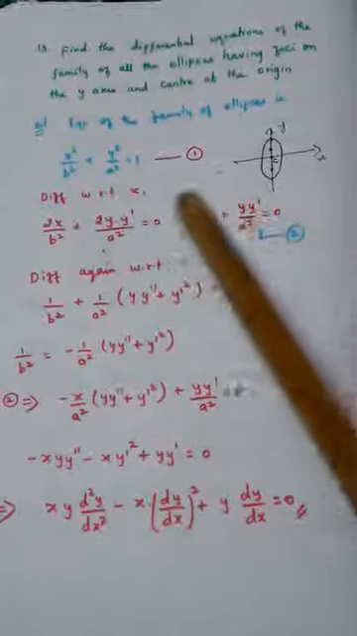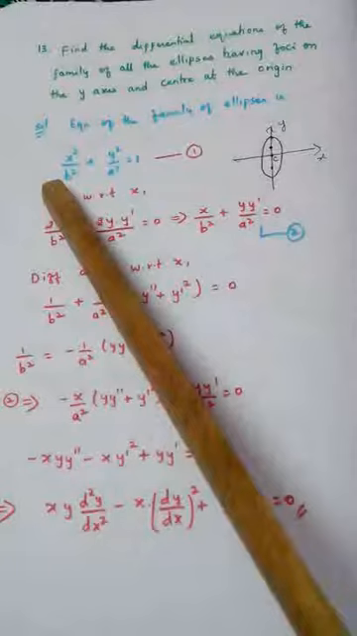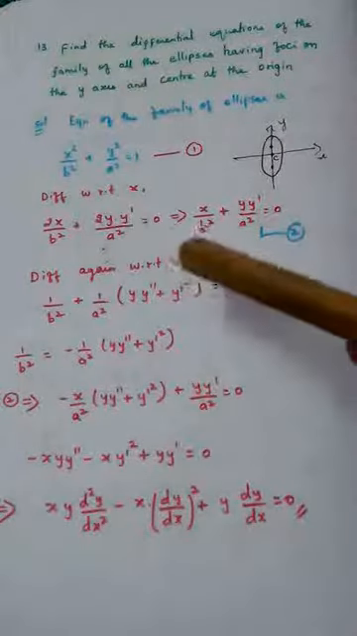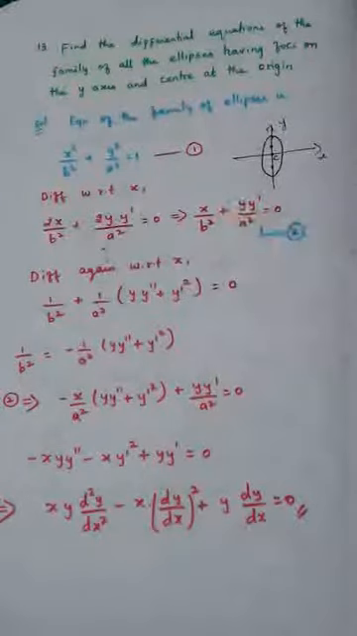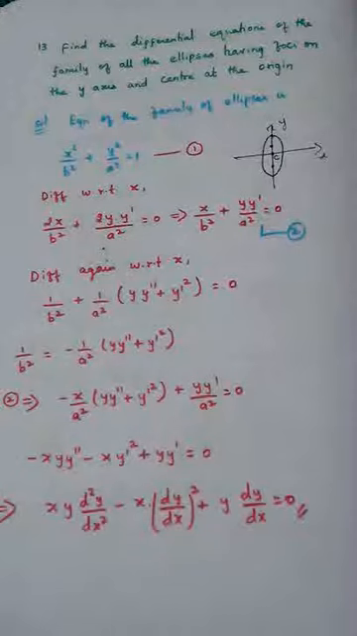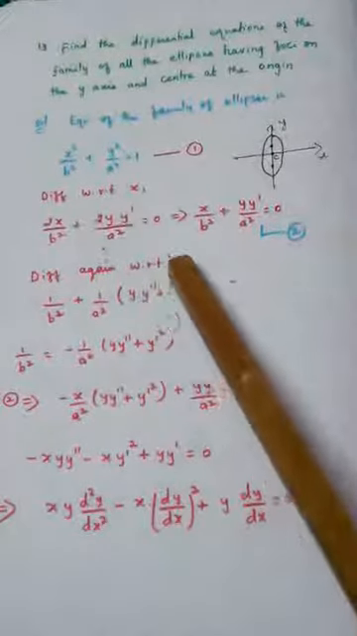This second equation we are once again differentiating, because here we have two arbitrary constants, a square and b square. So definitely we need to differentiate 2 times to frame the differential equation. Keep that in your mind. If there is one arbitrary constant, differentiating 1 time is enough. If 2 arbitrary constants are present, definitely we need to differentiate 2 times.